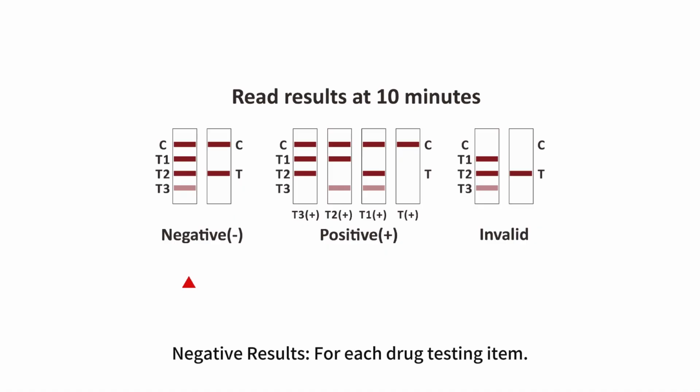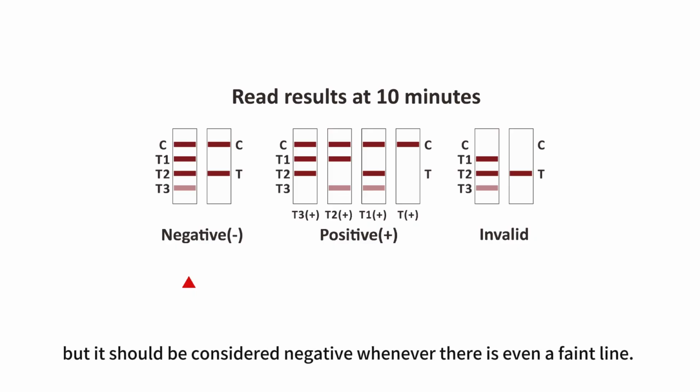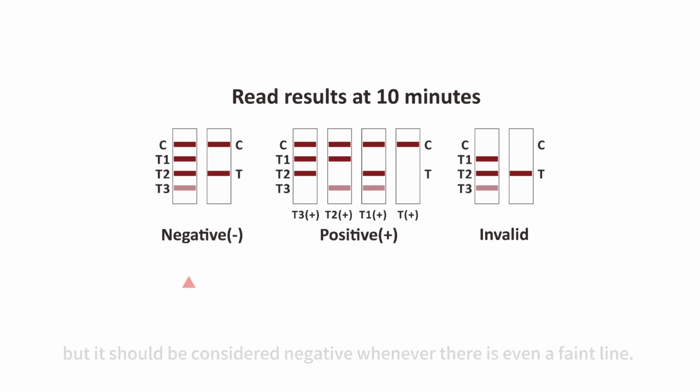Interpretation of results. Negative results. For each drug testing item, one colored line appears in the control region and another colored line appears in the test region. The shade of color in the test line region T will vary, but it should be considered negative whenever there is even a faint line.